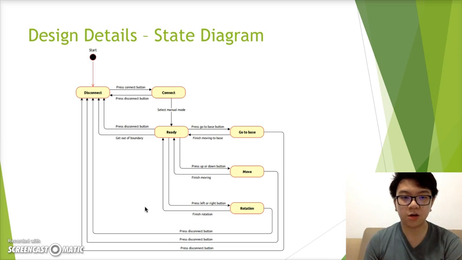Next, we have our state diagram. This is the state diagram of a manual mode. Initially, it is at a disconnected state. When we press connect, it will go to the connect mode, and when we select the manual mode, it will go to a ready mode. From here on, when we press up or down button, it will go to the movement state. Next, if we click on left or right, it will go to a rotation state. Then we also have a go to base state as well. Do note that for every one of the states, when we press disconnect, it will go to disconnect state.